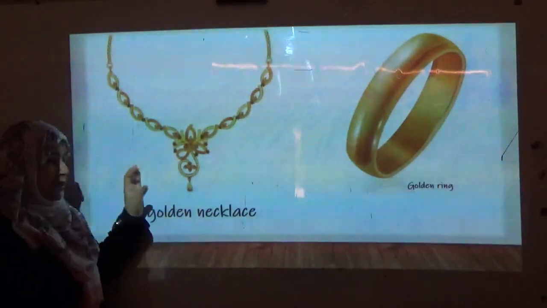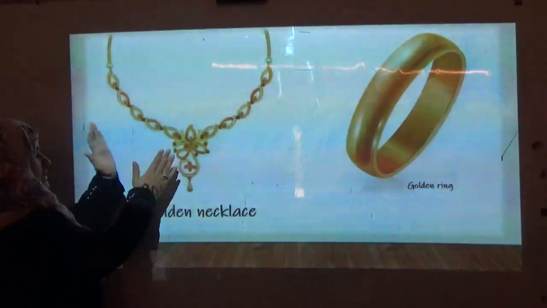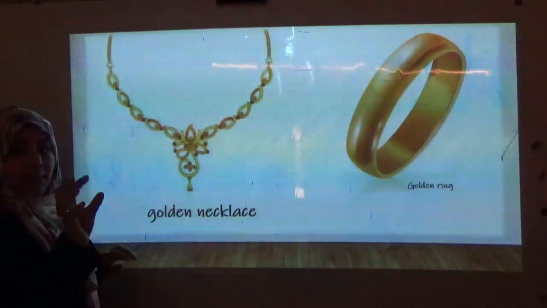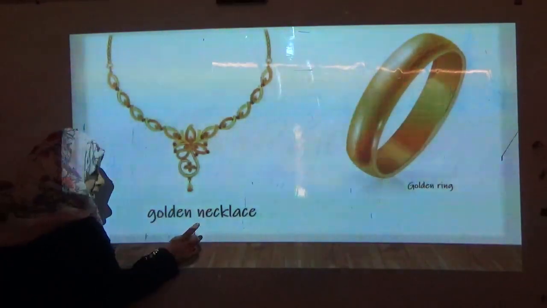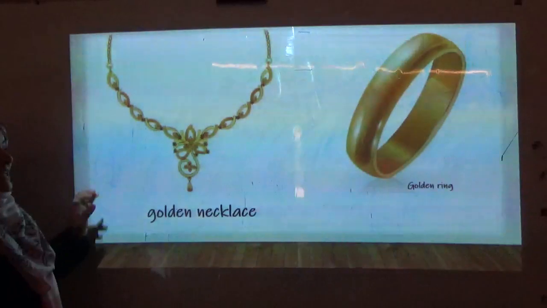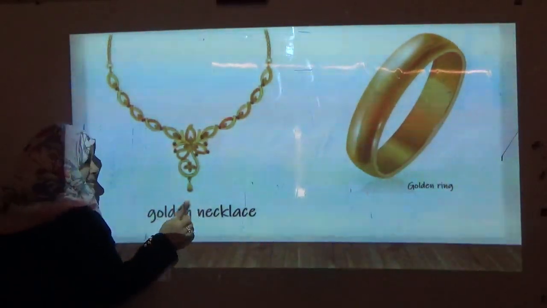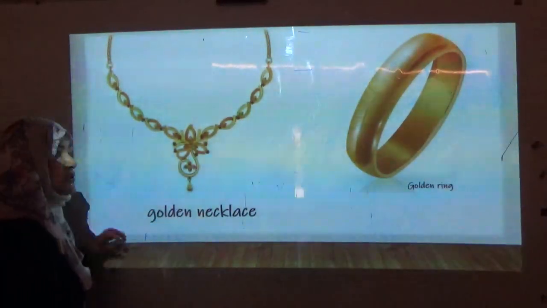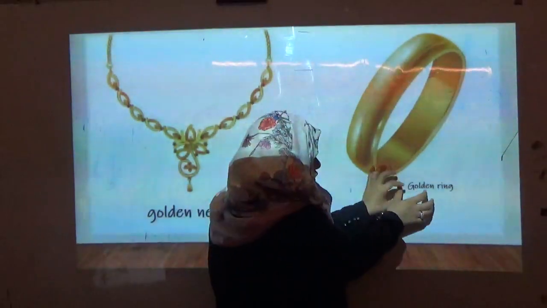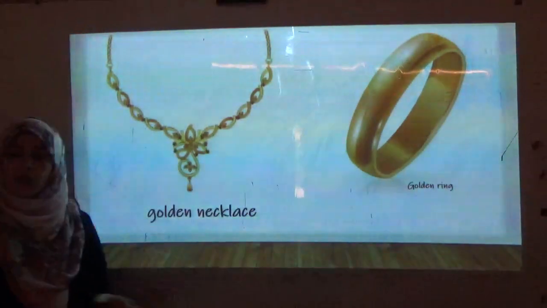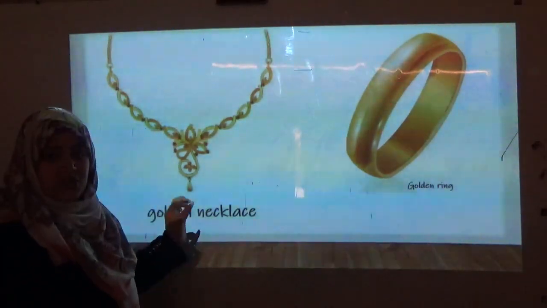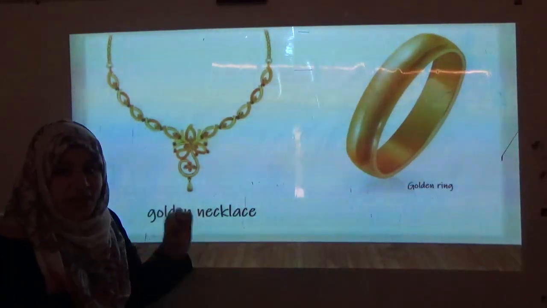I'm saying that we have a golden necklace and a golden ring. The golden necklace is bigger than or heavier than the golden ring, which means that the amount of matter, I mean the amount of gold in the golden necklace is greater than in the golden ring. So, I can say that the mass of the golden necklace is greater than the mass of the golden ring because the amount of matter in the golden necklace is greater than the amount of matter in the golden ring. As a general conclusion of what we say now, we can say that mass is the amount of matter in an object. The amount of matter in an object.